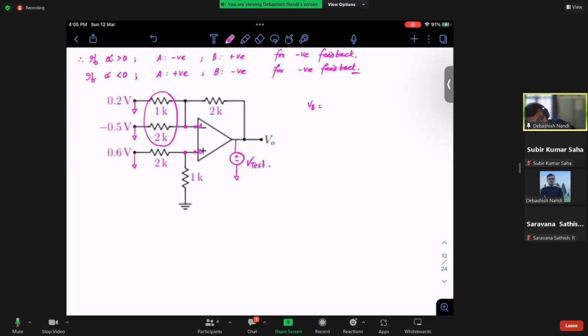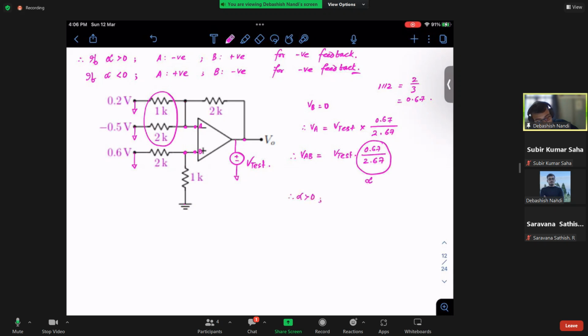So your VB is 0 and your VA will be, this is your V test, and this has a series, this is one parallel to, what is that? That is your 2 over 3, that is 0.67, and so your VA will be V test into 0.67 by 2.67, right? So basically your VAB will be same. So this is your alpha.